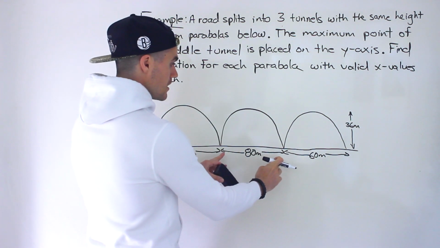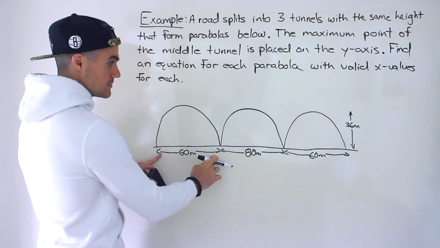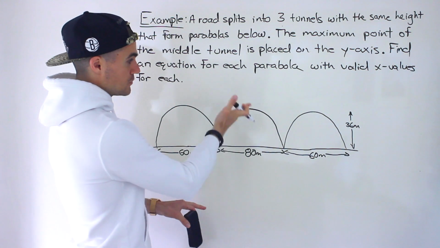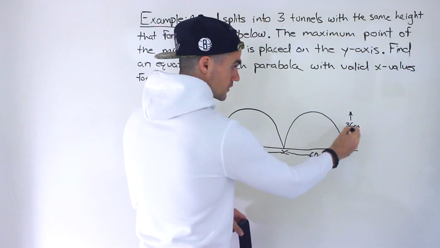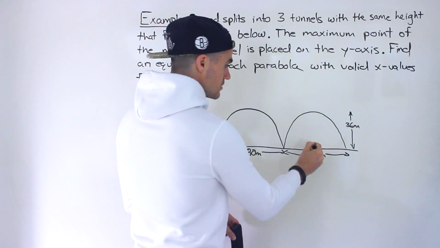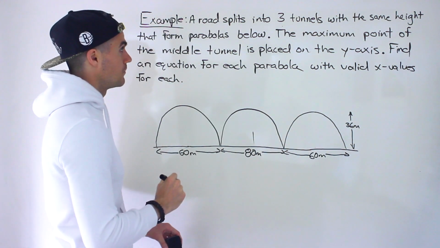So notice that this one, for example, is 80 meters wide. This tunnel is 60 meters wide. This one's 60 meters wide. And we're told that all of them have the same height, and the height is over here. It's 36 meters. So this tunnel is 36 meters, this one 36, that one 36 as well.